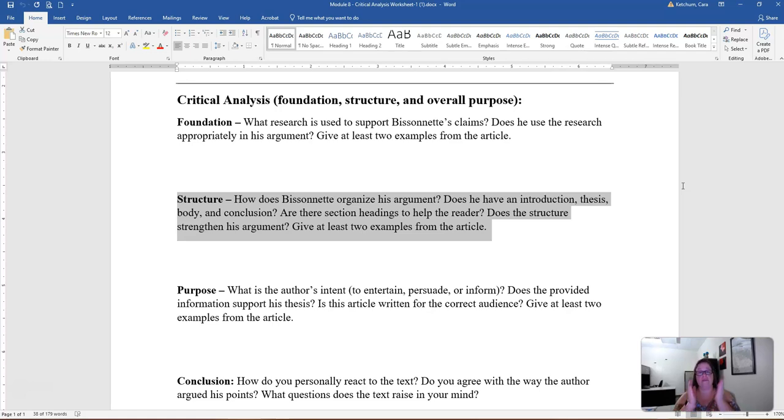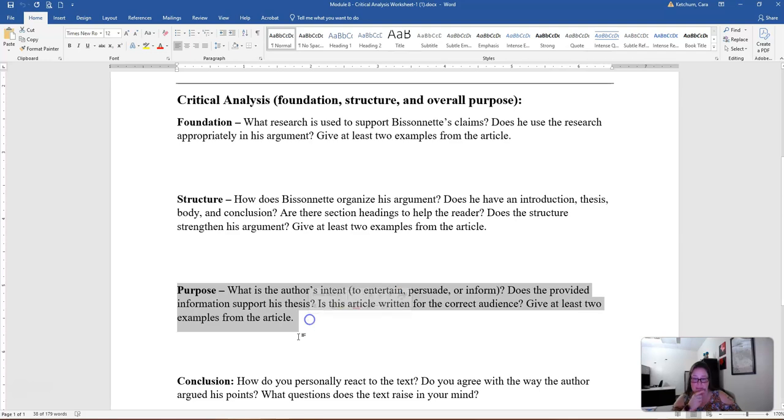Again, give 2 examples from the article. He flows very well from this topic to this topic. Here's an example. He does not do well with organization. Here's an example. Give 2 examples. You can say great, not great, somewhere in the middle, but whatever you decide, you have to give 2 examples directly from the article, okay? Same thing with author's purpose, all right?